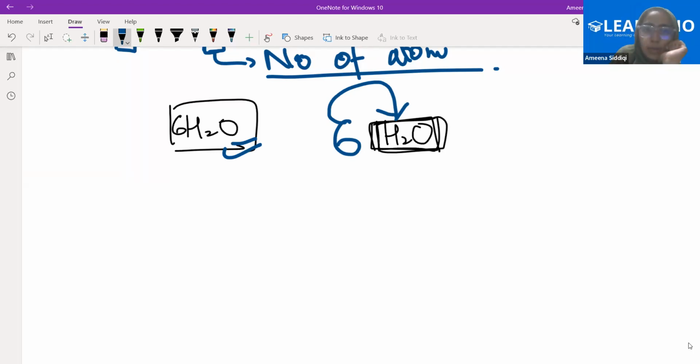Now, if you are able to recall, this tells the number of atoms. And here also 2 is the same, right? That means in one molecule of water, two hydrogen atoms are there. In one molecule of water, one oxygen atom is there. Therefore, in six molecules of water, how many hydrogen atoms will be there? Two.